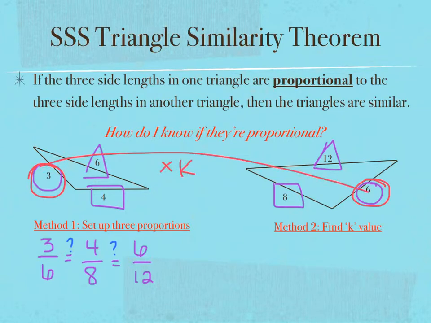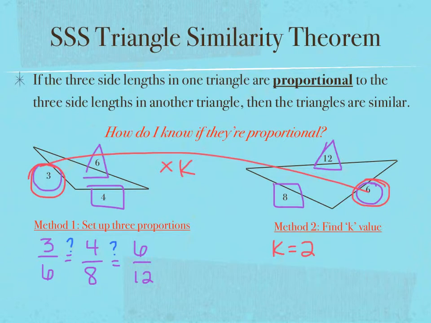My K value is 2, right? So then I could check, does that K value work for all my other combinations? So is it true that 4 times 2 equals 8 and 6 times 2 equals 12? Okay? As long as that same K value works for all of your combinations, you can say that they're proportional.